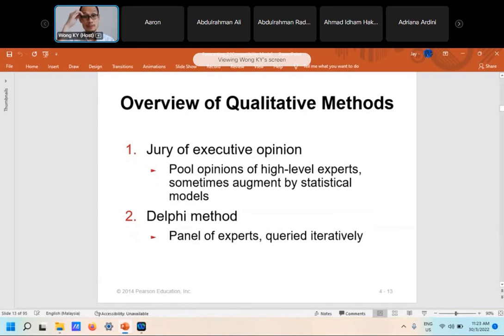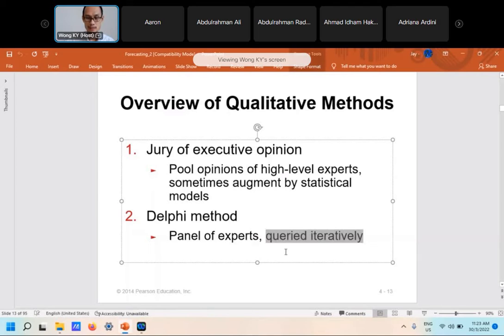Okay, first method, jury of executive opinion means you pull together a group of experts, and the experts give their opinions to make the forecast. That is jury of executive opinion. Delphi method is also like the first method. You need a group of experts, but the experts will be queried iteratively, will be asked iteratively until final consensus is reached. That is Delphi method.